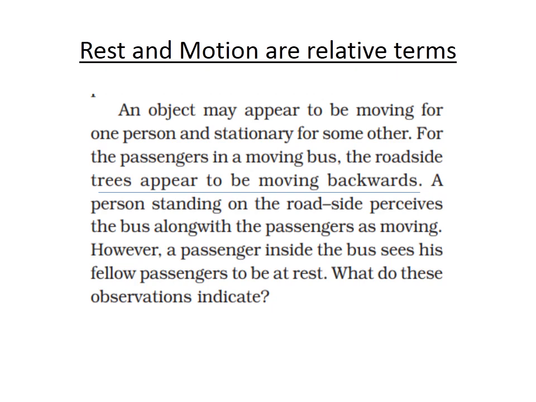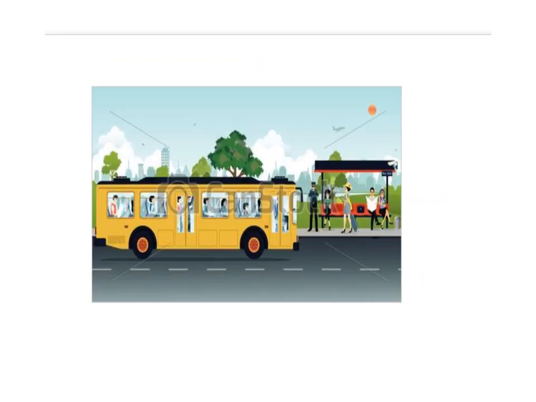Let's understand it again with the help of this picture. The buses along with the passengers are moving in the forward direction, and the people standing outside find the bus is moving in the forward direction, but the passengers inside the bus find the people outside moving in the backward direction. But if you compare the two passengers inside the bus, any one passenger finds his fellow passengers in the bus at the state of rest. So this picture indicates how rest and motion are associated with each other.